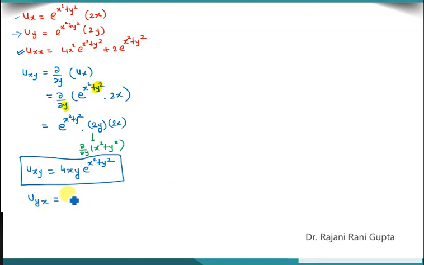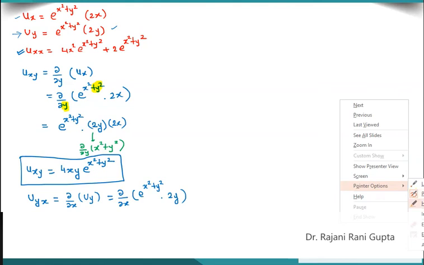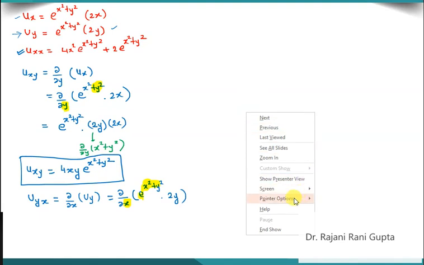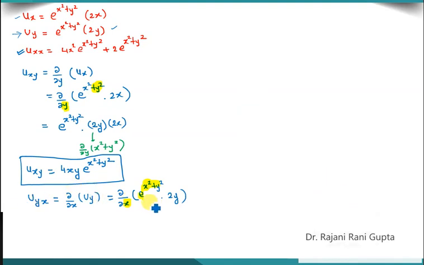uyx. So what will it be? Derivative with respect to x of uy. So let's see what it gives you. uy is this term, e power x square plus y square times 2y. Now see, what is the condition here? Here you are differentiating with respect to x. So when we are differentiating with respect to x, we consider y as a constant. So you have x only here. So it means you have to differentiate only this first term. So again you don't have to make use of the product rule. Just the chain rule will work.